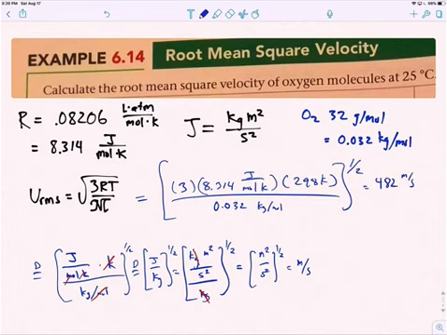482 meters per second. So that's really fast, right? That's really, really fast. Why is that? I mean, do you think the air is moving that quickly? And this is the average. From the distributions before, some are not moving at all, and some are moving faster. But this is about the average of them.